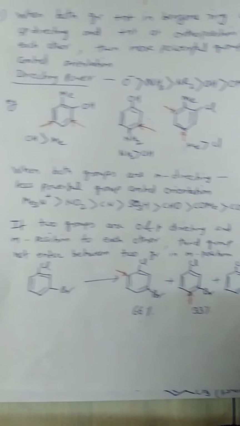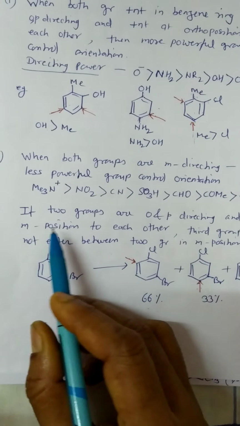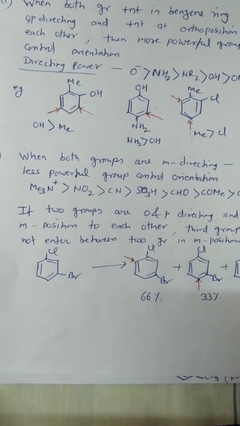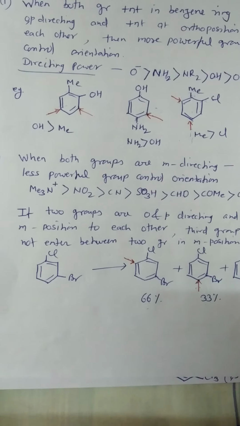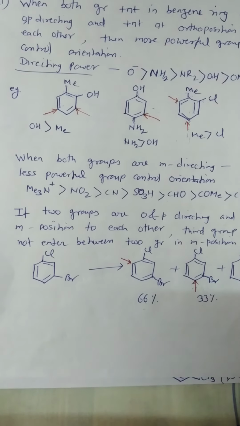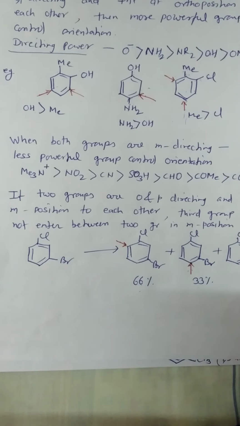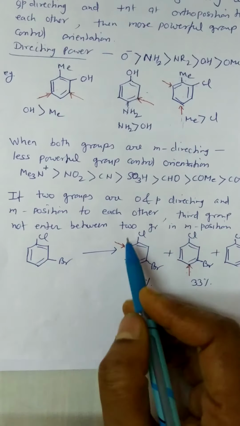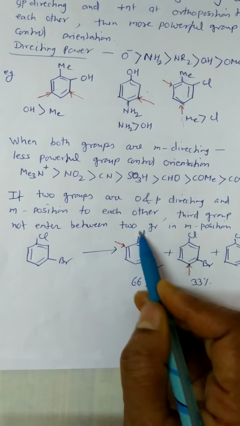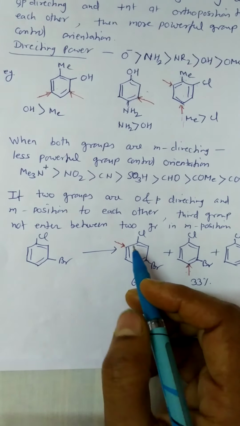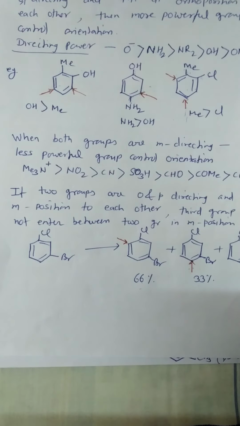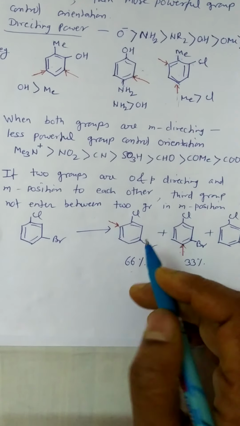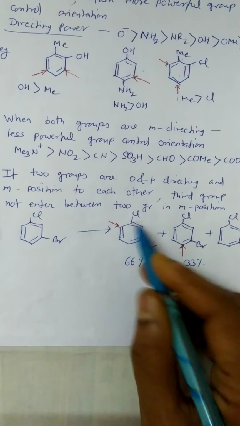The third rule is: if two groups are ortho-para directing and meta position to each other, then the third group enters according to electronic effect and according to steric hindrance, but this third group does not enter between the two groups.